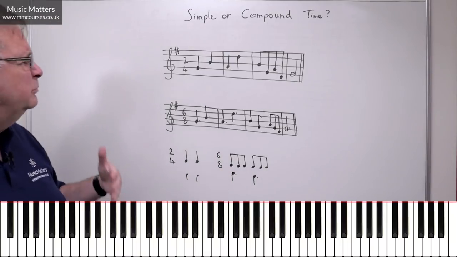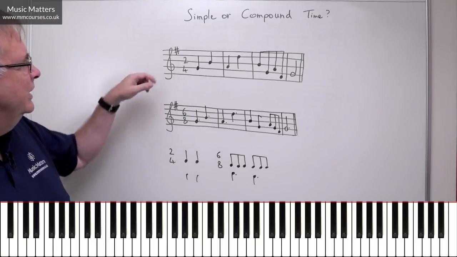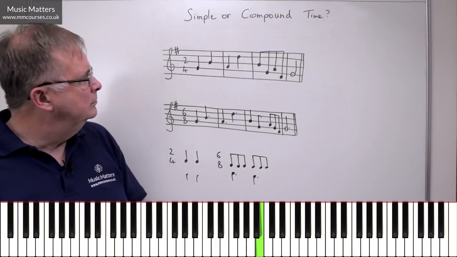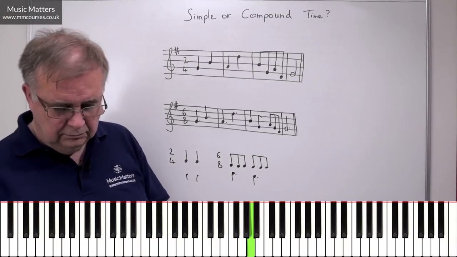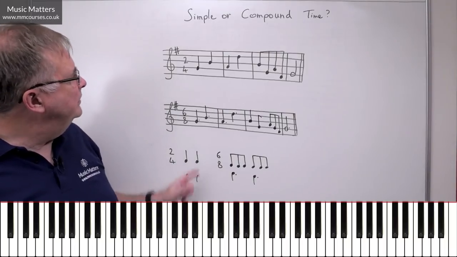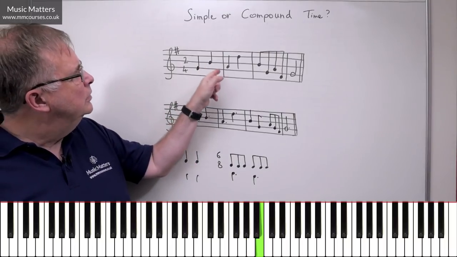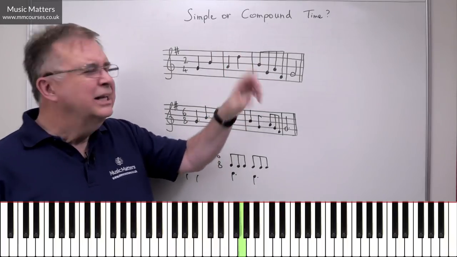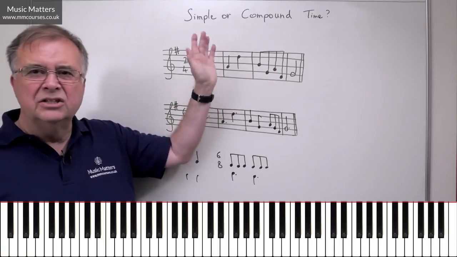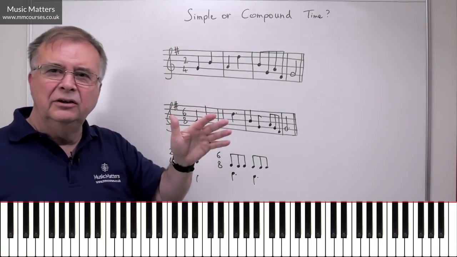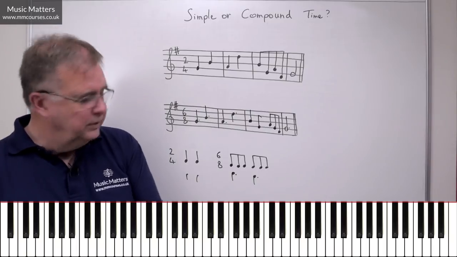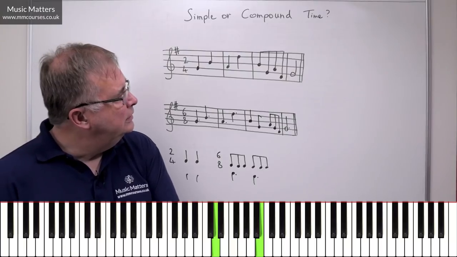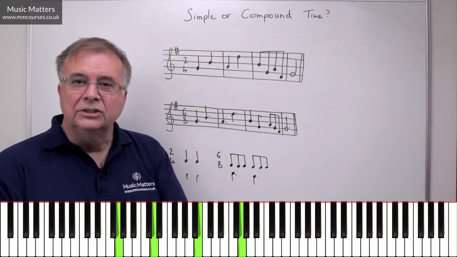Okay, now then, what does it actually mean in practice? Well, here's a tune that I've written in 2-4. So counting these beats, what have I got? 1, 2, 1, 2, 1 and 2 and 1, 2. And you can hear in this bar how it really just naturally does divide each beat into two, doesn't it? Okay, so we can hear that. 1, 2, 1, 2, 1, 2, 1, 2.